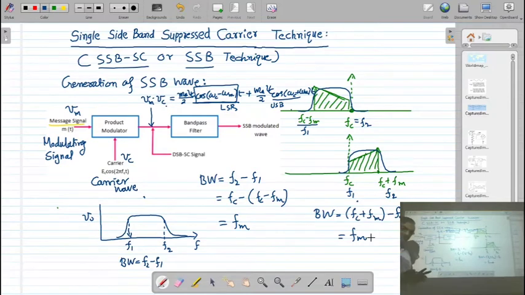So what is important? In single sideband, the bandwidth is reduced to half. And if the bandwidth is reduced, then you can transmit more channels within a given frequency spectrum. So that is the advantage of SSB, that the required bandwidth is very small. Correct? Now, look at this, how much power we can save. Saving of the power. Correct?